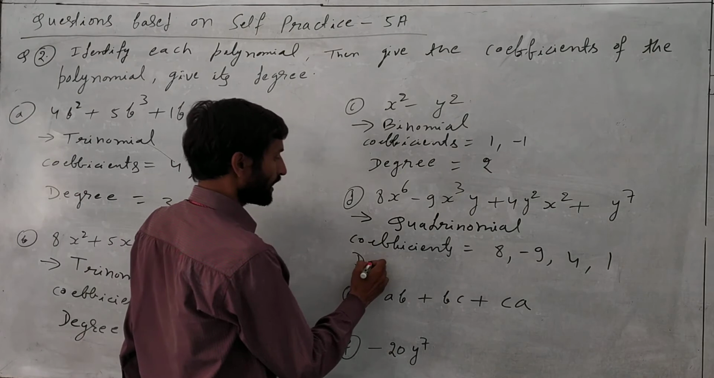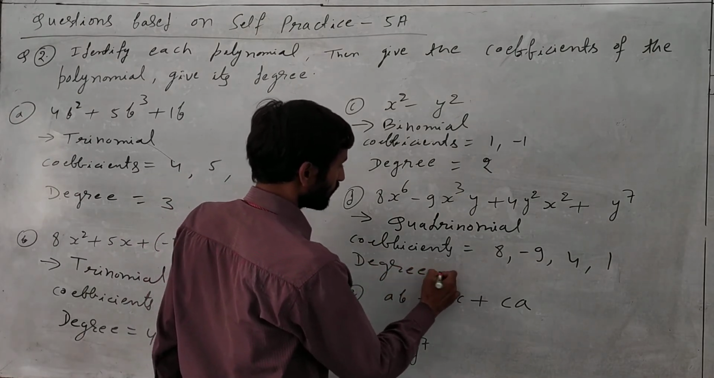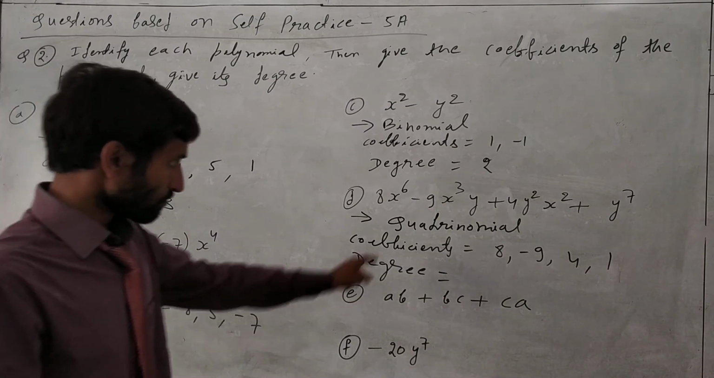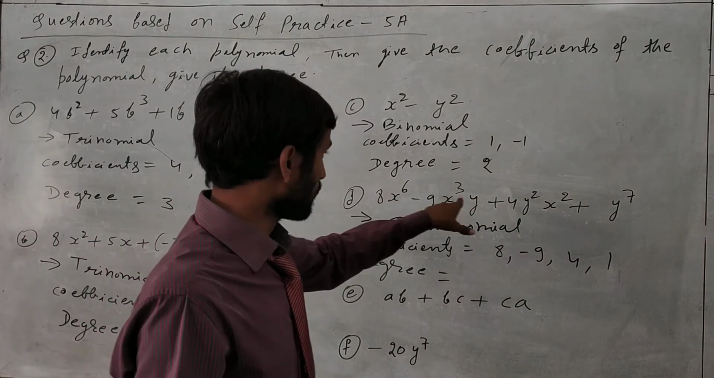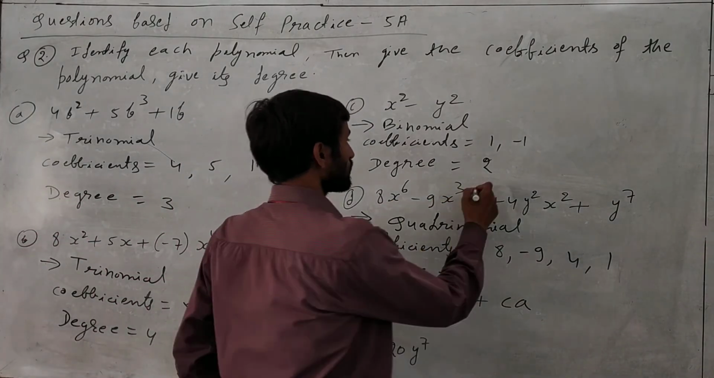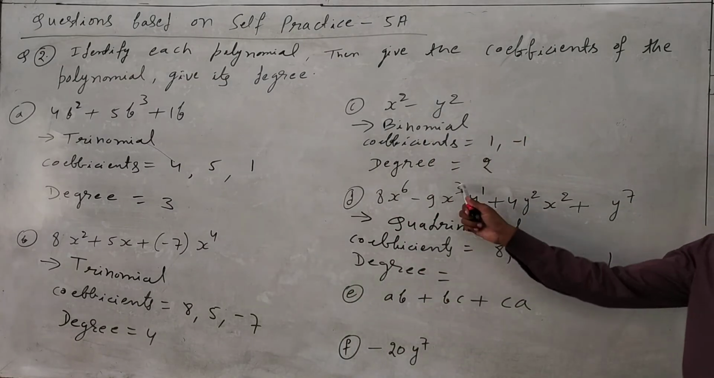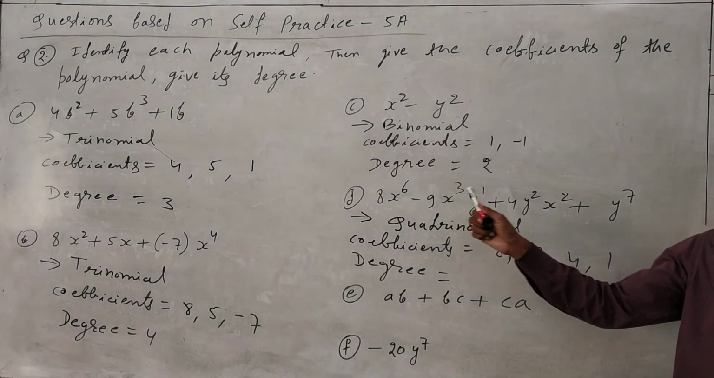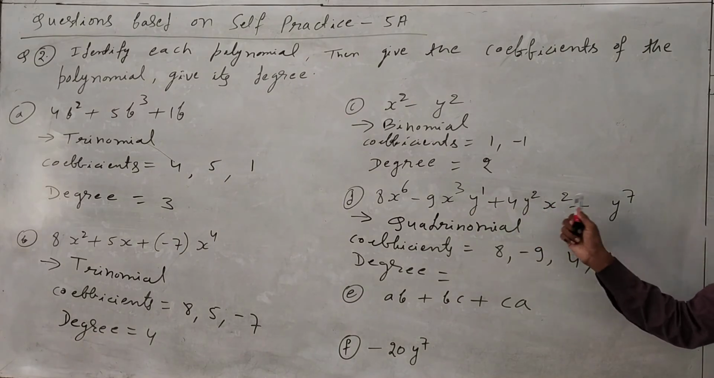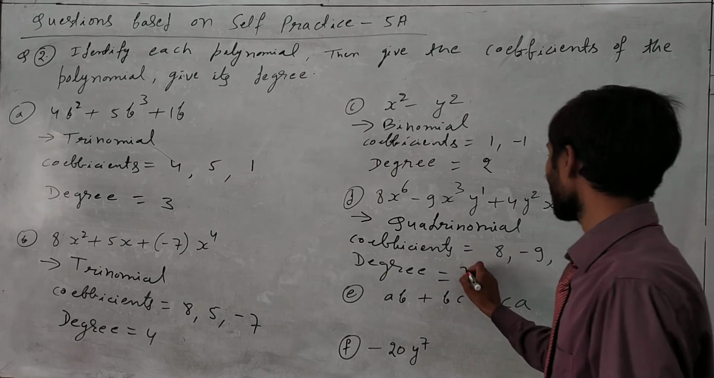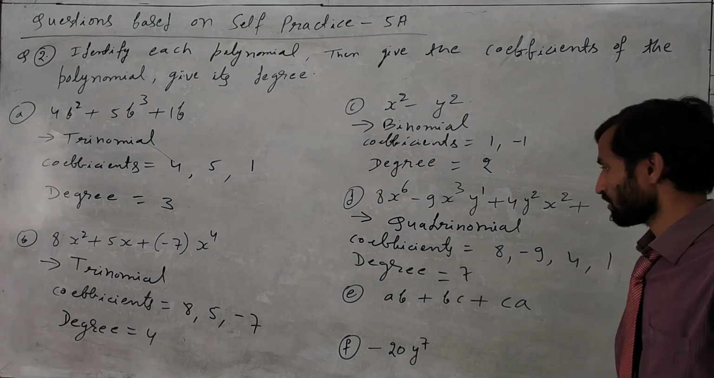After that, find the degree of the polynomial, the degree of the expression. Just see the highest power. Here the power is 6, here the power is 3 plus 1. If different variables are multiplied, you add both the powers. So 3 plus 1 is 4, not the highest. 2 plus 2 is 4, not the highest. This one is the highest, so the highest power is 7. So the degree is equal to 7.